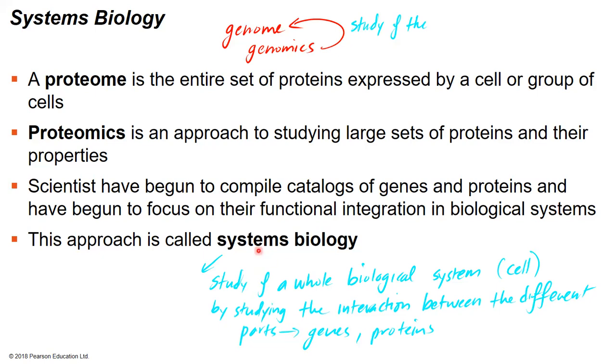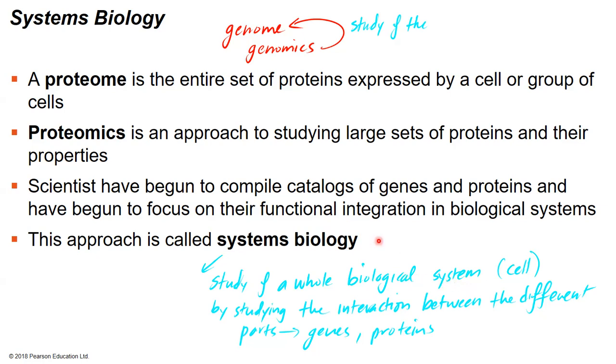Now, the amount of data generated by studying a whole biological system is very huge, and requires software to analyze this data. You have to understand, if you want to study a very complicated system, like a cell, you need to study first the different parts, and then you need to study how these different parts are interacting with each other and how they affect each other positively or negatively.